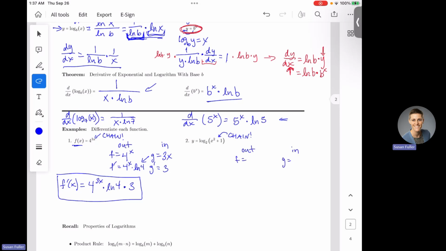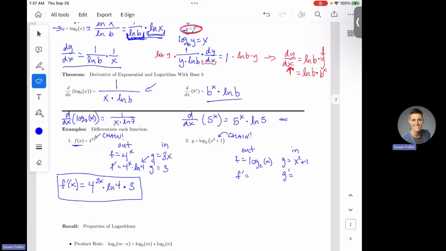You should be comfortable with this by now. We're going to find our inside function. Which function is inside something else? Yep, it's x squared plus 1. What's our outside function? That's inside of log base 2 of x. So now we can do our derivatives.